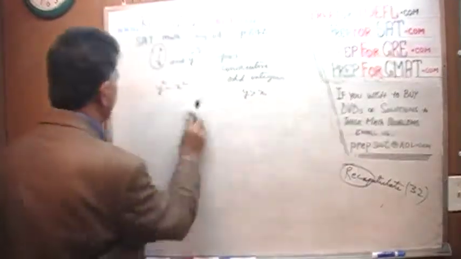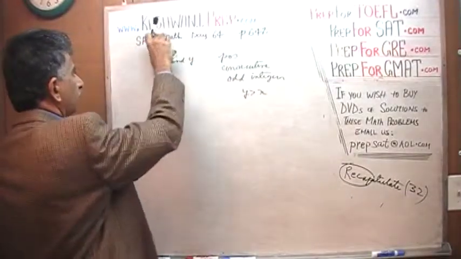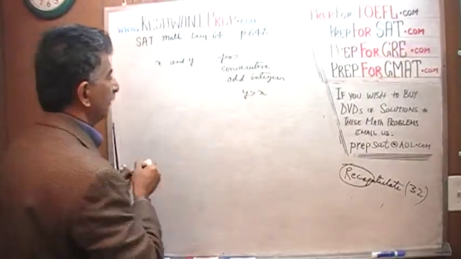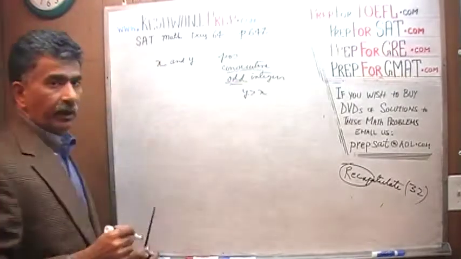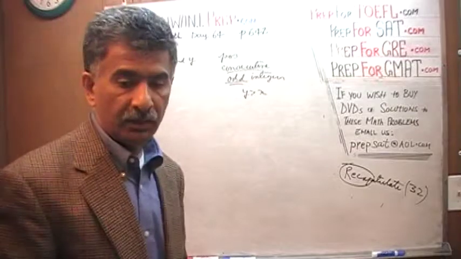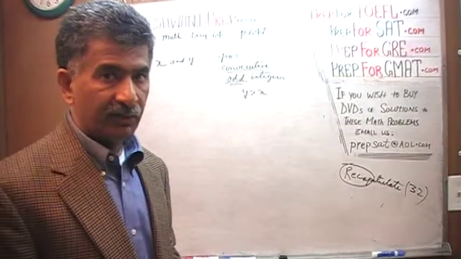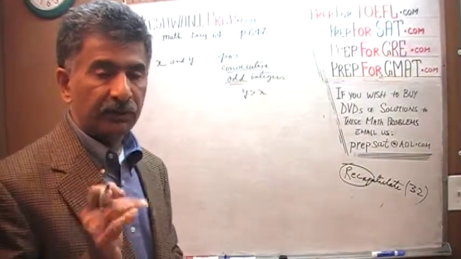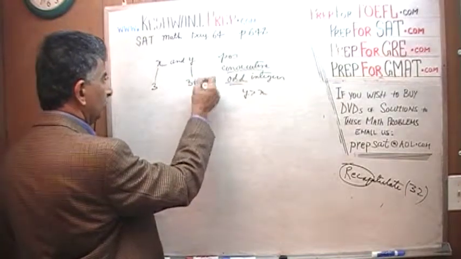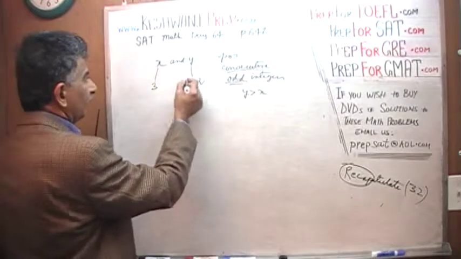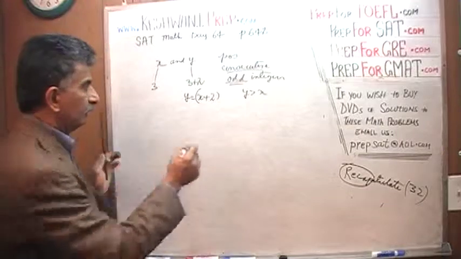Now in the algebraic way, what we have to realize is that since x and y are consecutive odd integers, actually in the traditional method it wouldn't matter whether they're consecutive odd integers or consecutive even integers. When the two numbers are consecutive odd integers or consecutive even integers, the difference between the two numbers is 2. For example, if this is 3, then this one would have to be 3 plus 2 or 5. So since this is x, then y would have to be x plus 2. Y equals x plus 2.